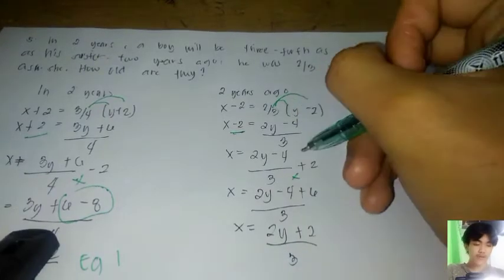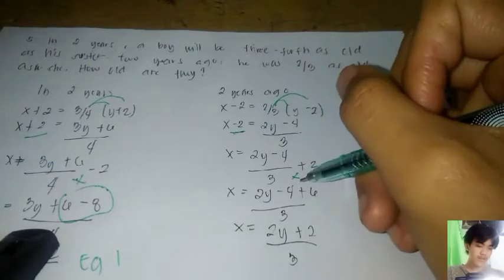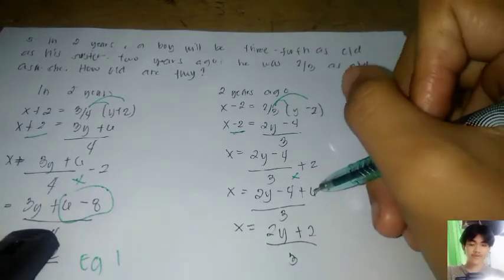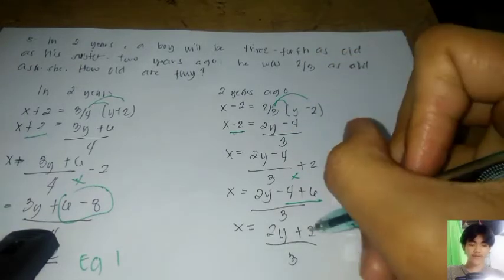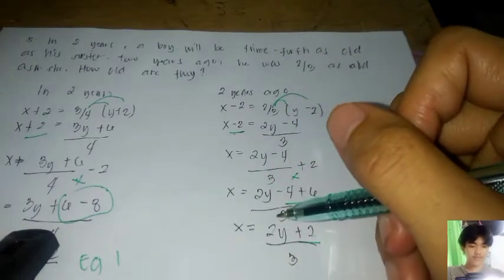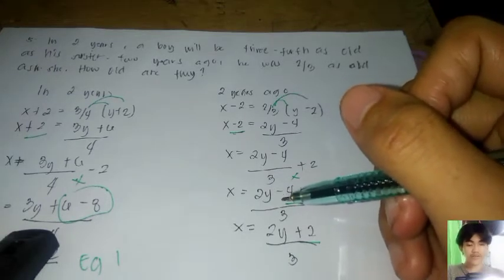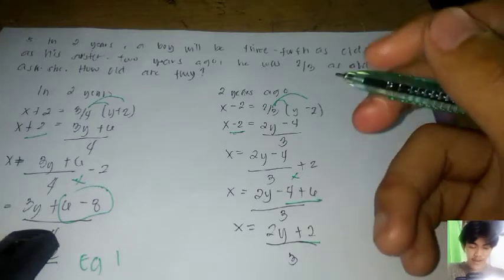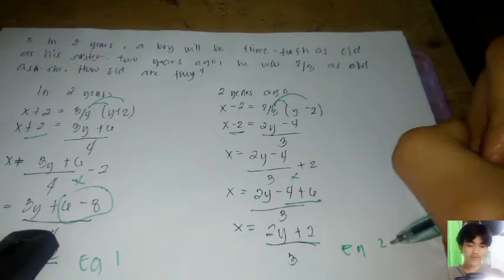So let's multiply this. So we have x is equals to (2y minus 4 plus 6) over 3. Let's add this one. So we have 2. So the answer is x is equals to (2y plus 2) over 3. So that's the equation 2.